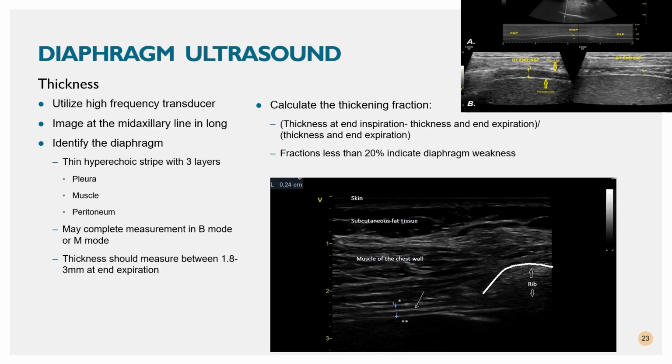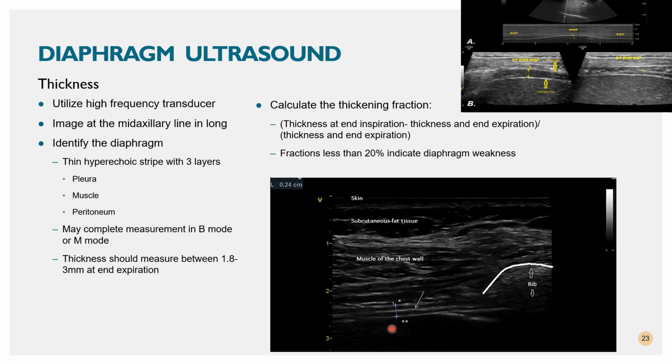Now, when we're in the same area, we can also evaluate the diaphragmatic thickness. For this, you're going to utilize a high frequency transducer because it's pretty superficial, and then you're going to image at the mid-axillary line in long. The diaphragm is very thin, so it can be very difficult to evaluate. So what you're looking for is this 3-line sign where you see the parietal pleura, the muscle, and then the peritoneum.